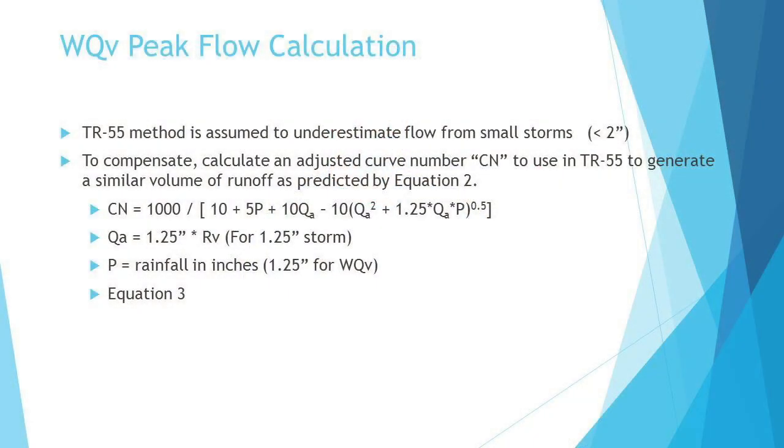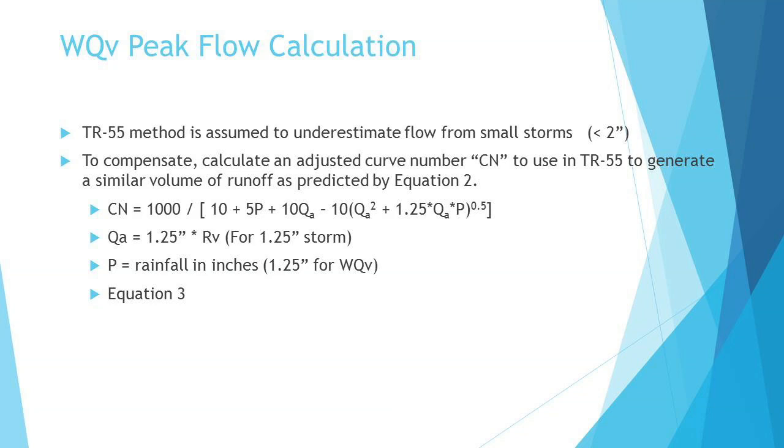So when you get under 2 inches of rainfall depth, they actually recommend that you alter the curve number. You bump up the curve number to try to adjust for this. So there's where we see this calculation here to calculate a new curve number for your site, and it's based on a few factors in there. One of them is the precipitation, which is going to be 1.25 inches for the water quality volume. And then this QA is simply the water quality volume that we calculated actually in the last slide. So, and I'll walk through an example of this in a little bit. But just know that that's kind of there.